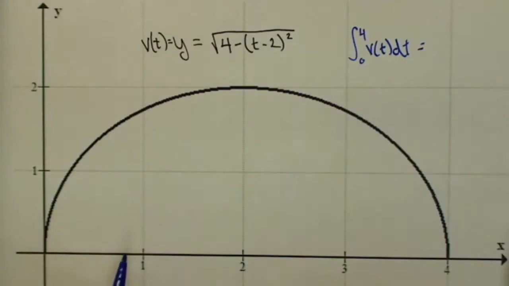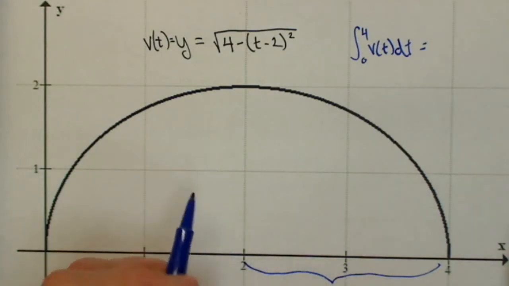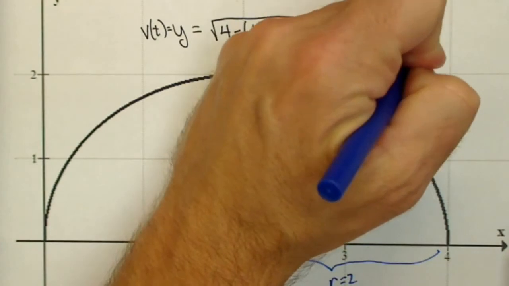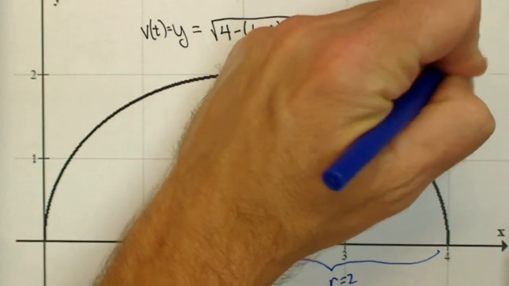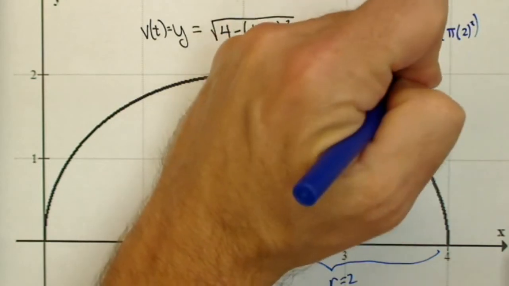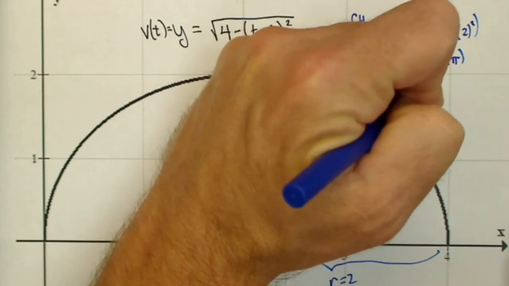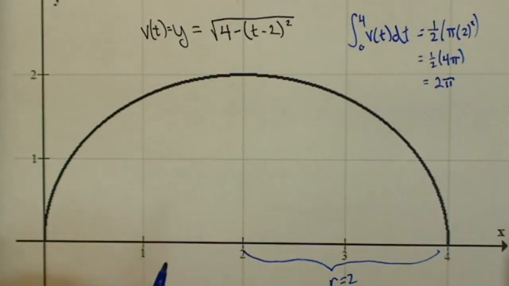Because what we're looking at is a circle, again, with radius 2 and just its top half. So half of a circle of radius 2: pi times 2 squared equals 1/2 times 4 pi equals 2 pi. Now let's think about what this means in the context of the problem.